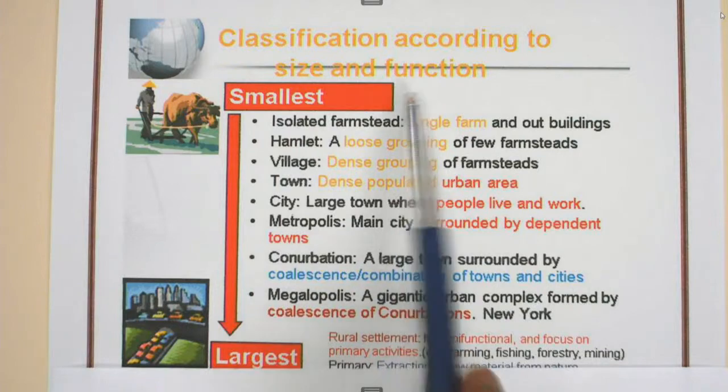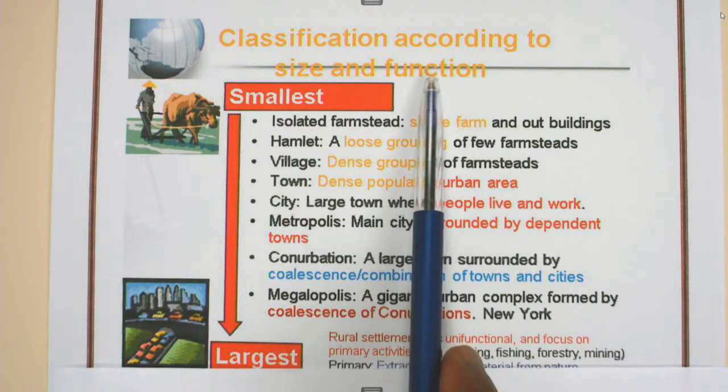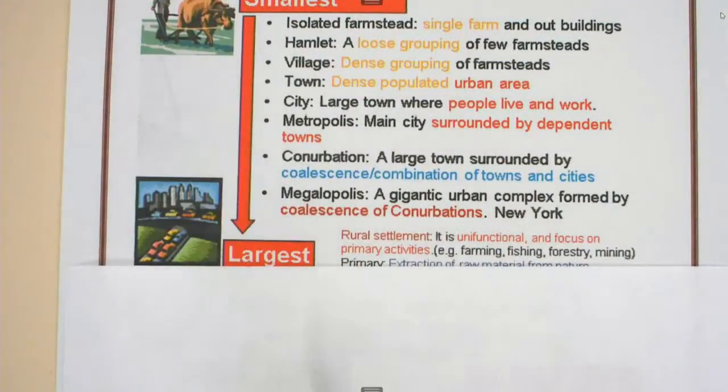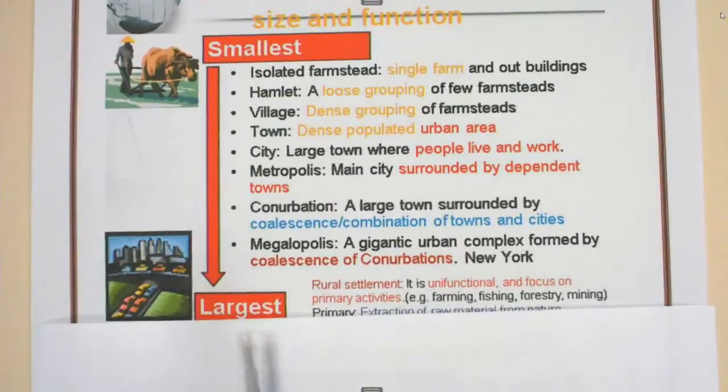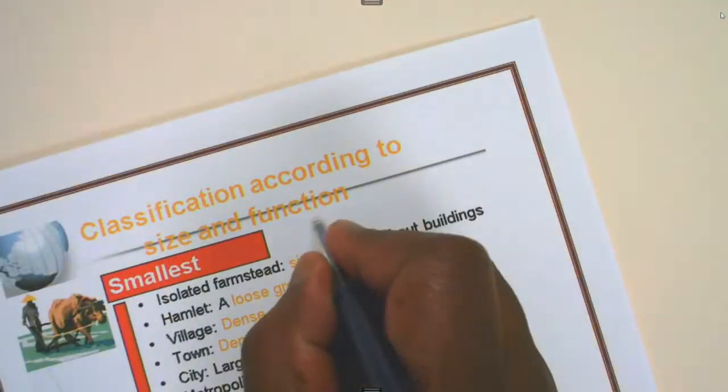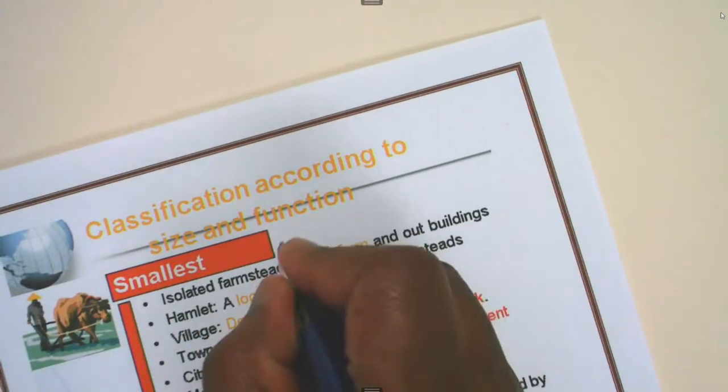Function, whether it is functional or multifunctional. Classifying them according to size of form. Normally I use the mnemonics of I'm going to write them down for you not to forget.